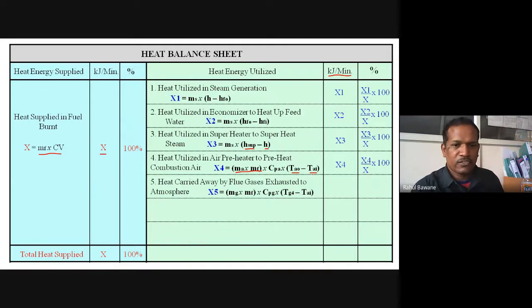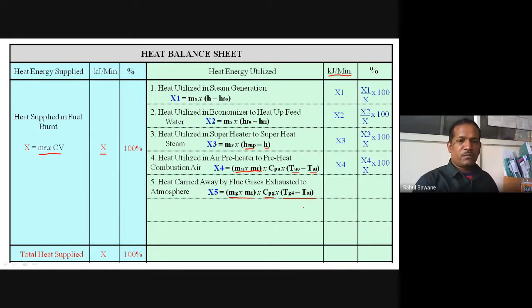So total mass of exhaust gas, just like mass of air we calculated: mass of exhaust gas multiplied by mass of fuel. Why? Because mass of exhaust gas is also given in terms of per kg of fuel. So per kg of fuel, this much mass of exhaust gases is there. We have to calculate total mass of exhaust gas. Mass of total exhaust gas is mg, mass of gas multiplied by mass of fuel, in kg per minute, multiplied by Cp of exhaust gas multiplied by temperature change.